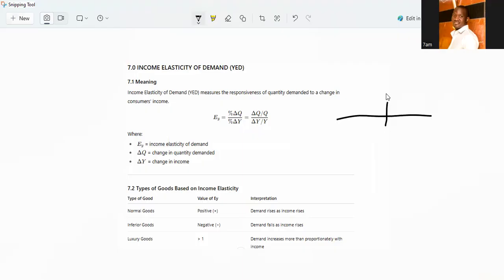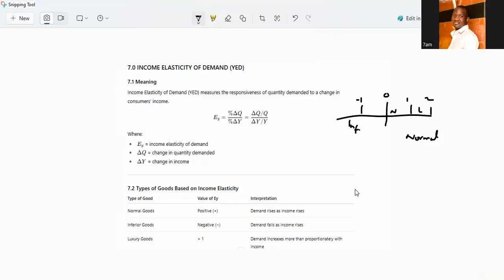We can have a positive and we can have what? A negative. If you get a negative, it means automatically that is an inferior good. An inferior good is a good you demand less of as income goes up. Then if you get a positive, it's called a normal good. But between 0 and 1, it's called a necessity. More than 1, it's called a luxury.